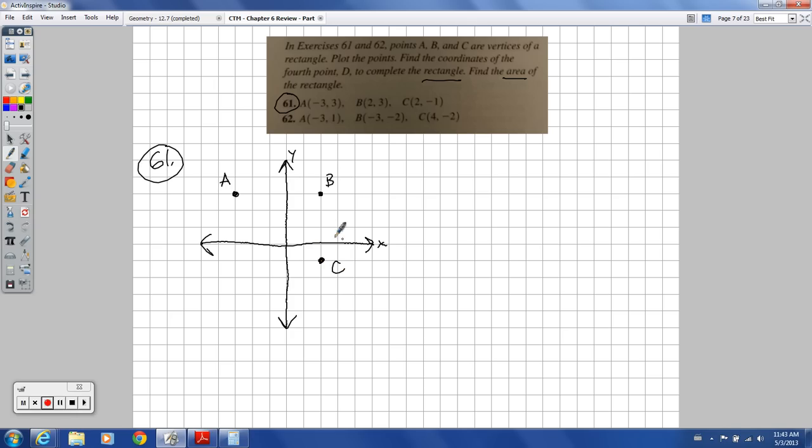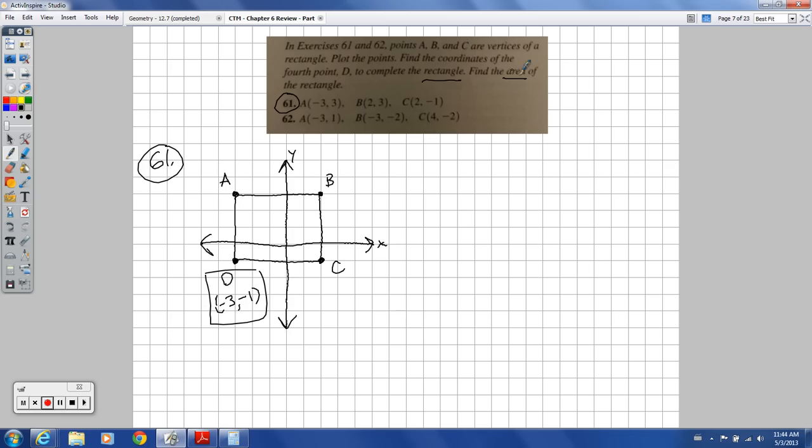So down here, I think it's clear from that point, if I'm going to make a rectangle, that fourth point has to be right over here. It's got to be D. D is at negative 3, negative 1. So that's one of my answers right there. That's part of my response right there.